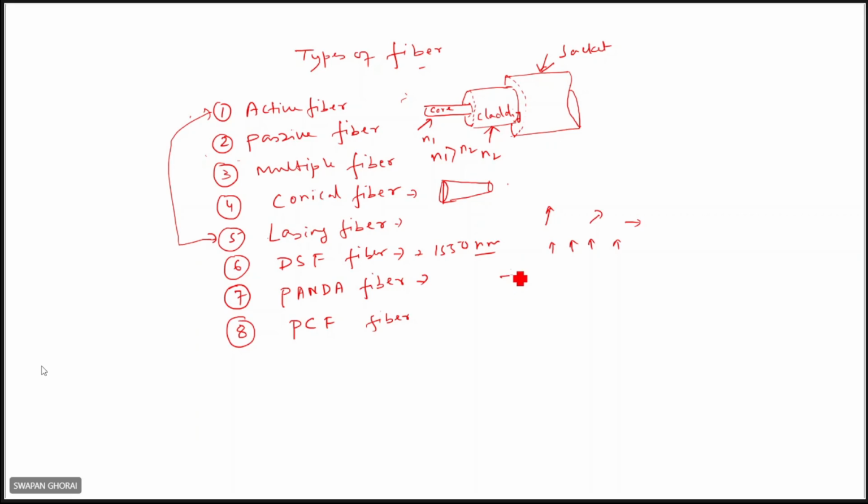In that case, we'll see birefringence; this term is important. If you have time, I will discuss what this birefringence is. If you maintain the birefringence, low birefringence, high birefringence, etc., then the polarization of the light vector can be maintained constant. That is Panda fibers. Another new type of fiber is also coming in the market, that is photonic crystal fiber.